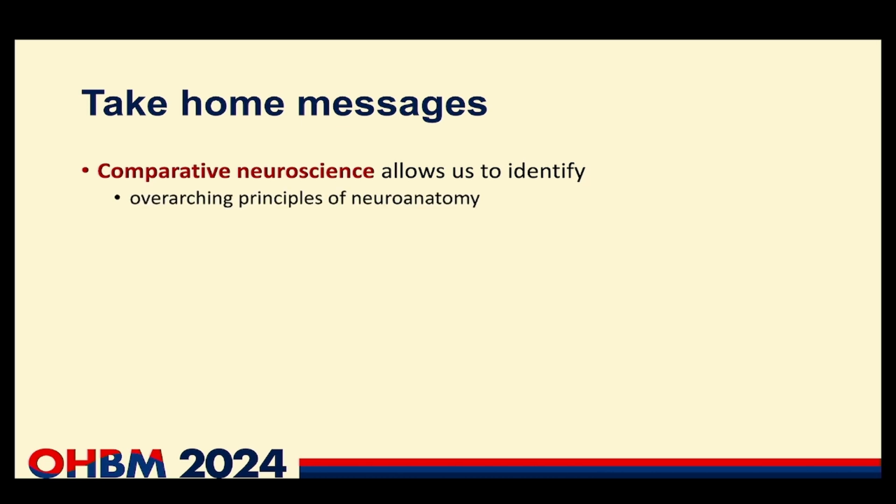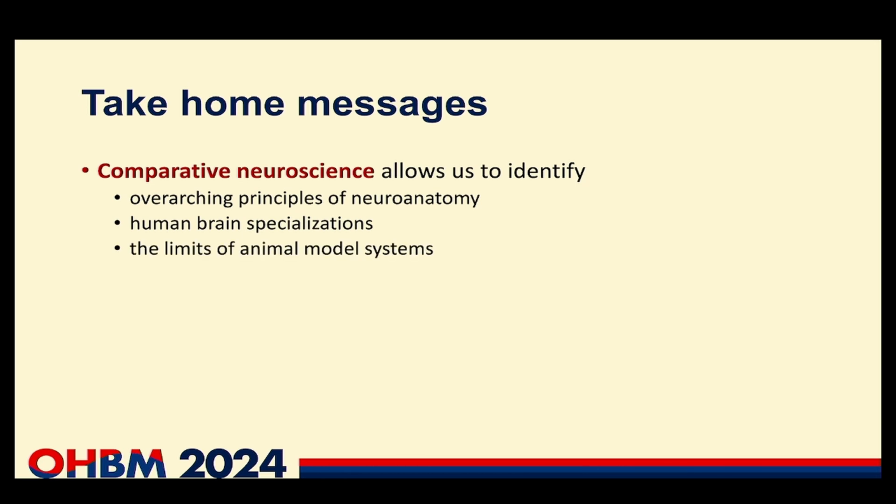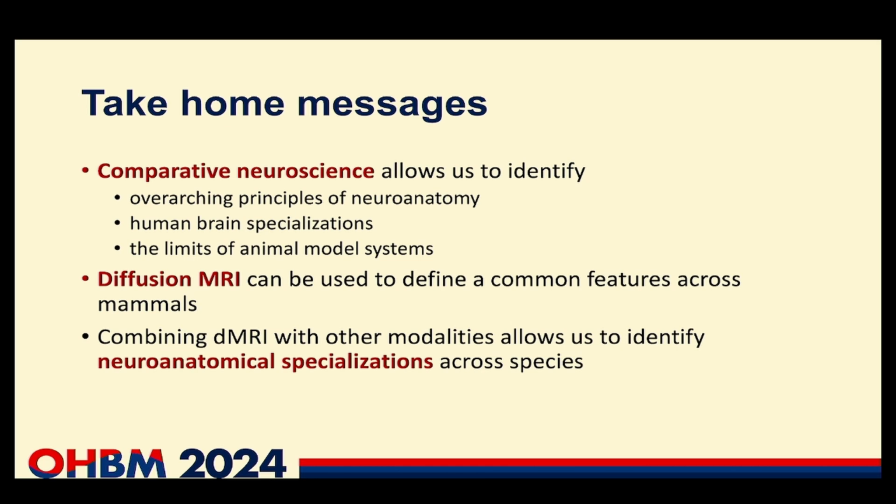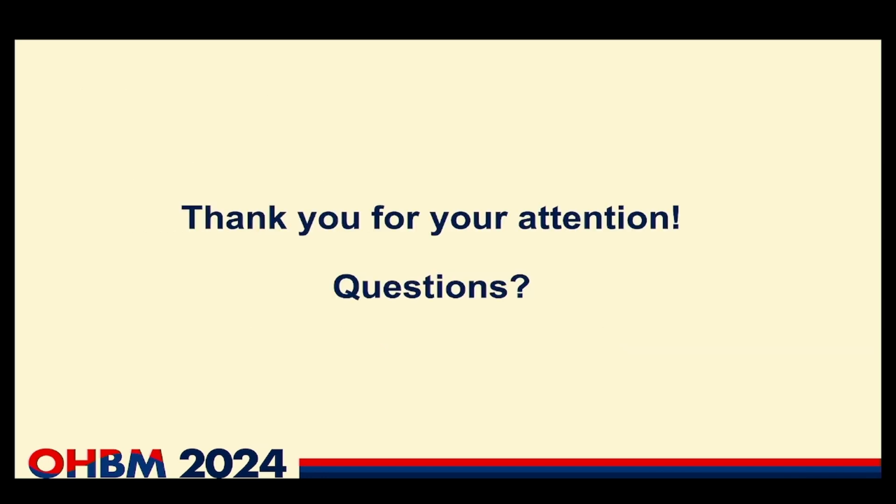So this was a lot of information, so what are my take-home messages? Comparative neuroscience can allow us to identify overarching principles in neuroanatomy, can help us understand human brain specializations, and help us look into the limits of animal model systems. Diffusion MRI in terms of white matter tract reconstructions can help us define common features across these species. And then finally, combining diffusion MRI with other modalities allows us to look into neuroanatomical specializations across species. And that's all I have for you. Please let me know if you have any questions.